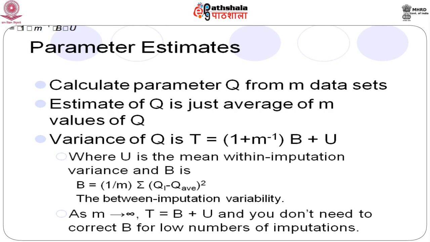The variance of q can be computed as T, which is U plus 1 plus 1 over m times B. B is the between sum of squares given below, and U is the mean within-imputation variance, which is also considered. As m tends to infinity, this T tends to the true variance of the estimate q. Okay? So, this is how the multiple imputation has to be done, and the parameter estimation has to be done, and accordingly the multiple imputation has to be done to fill in the missing data.